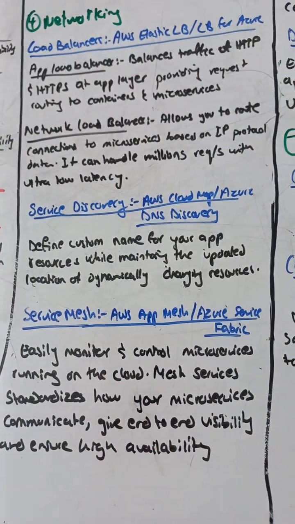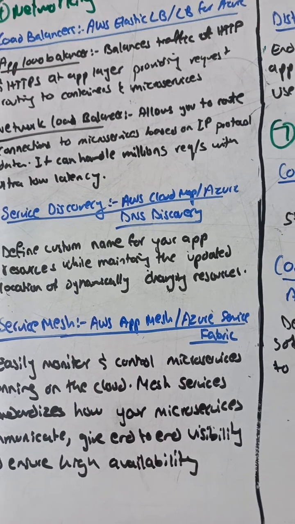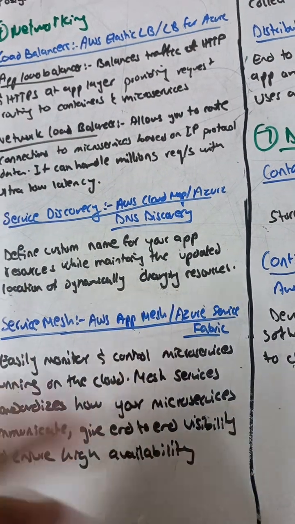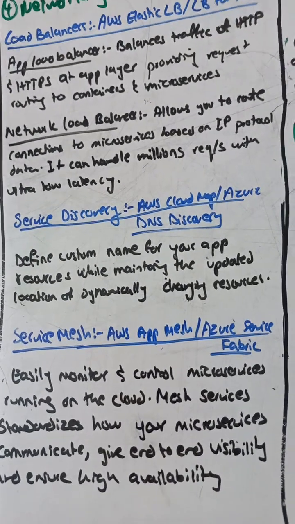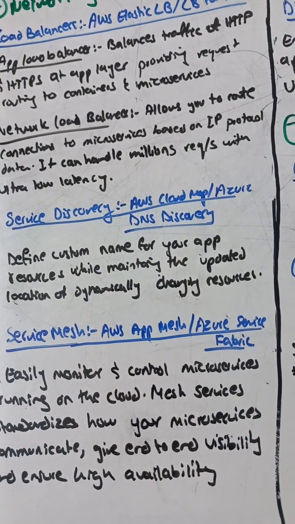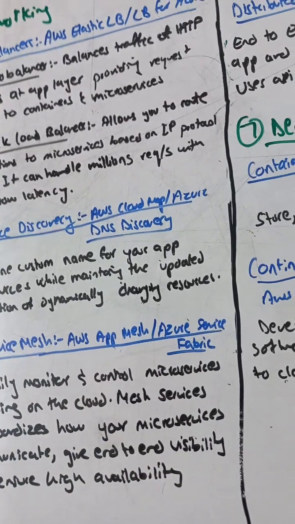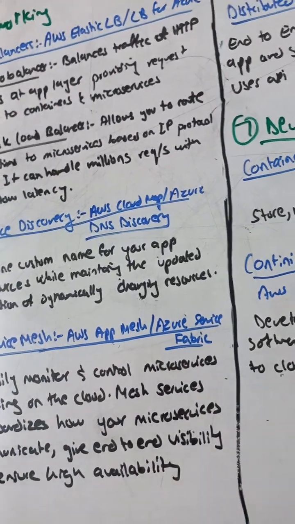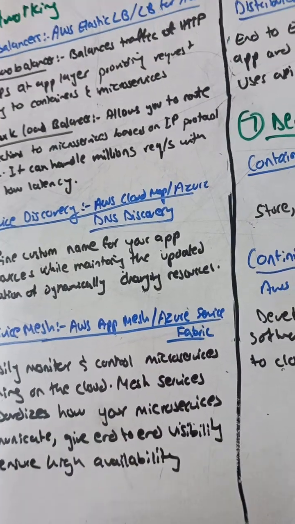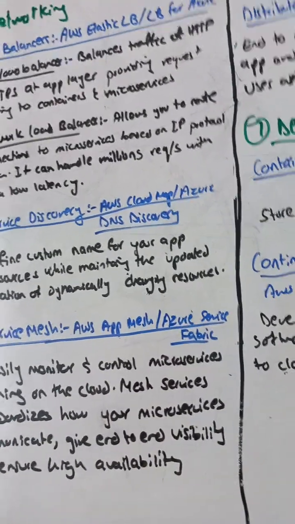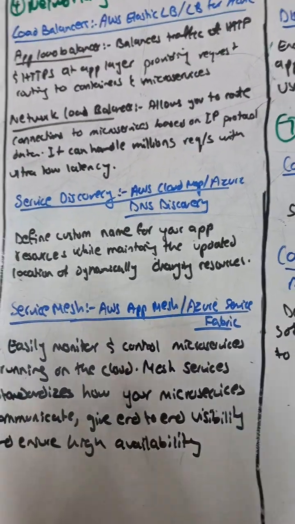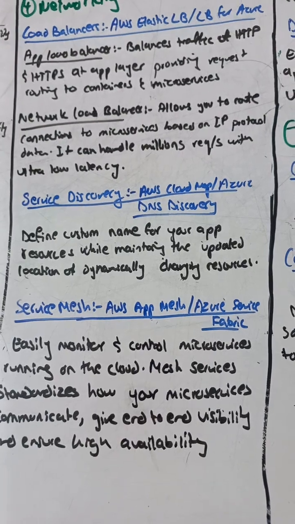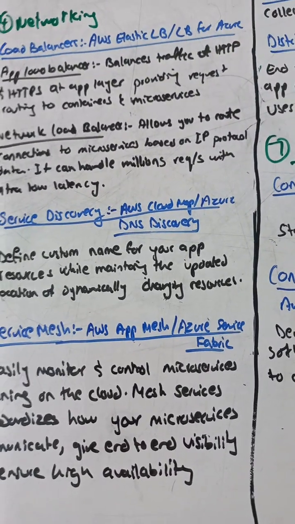Then you have service discovery, which is AWS Cloud Map and Azure DNS Discovery. So basically through this you can define custom names to your app resources, while maintaining the updated location of dynamically changing resources. So for example, you're using some EC2 instance, you can call it whatever you want, and then as its IP is being changed, its location is also going to be changed, and everything is going to be maintained by this service discovery. So AWS Cloud Map and Azure DNS Discovery.